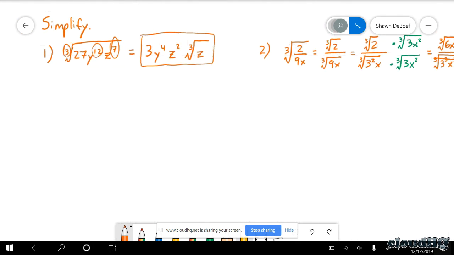We have some more simplifying problems, but I'm going to jump down here. Let's try this problem. 5 square root of 12 plus 2 square roots of 27 minus, not plus, minus the square root of 128.